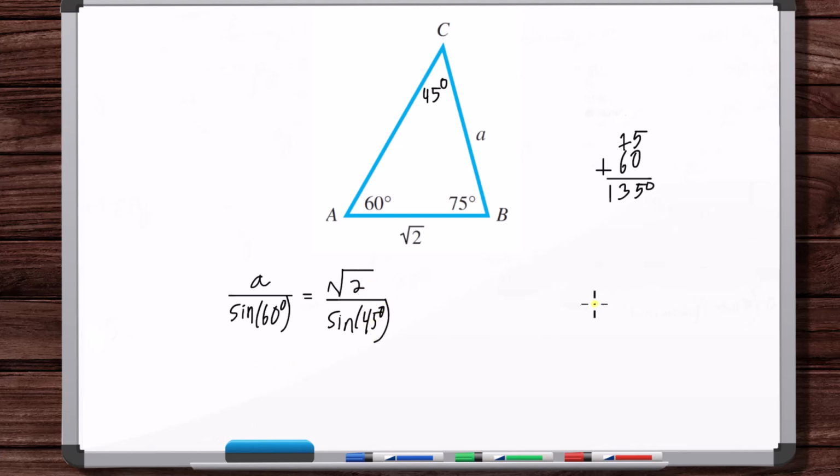Okay, so now sine of 60 and sine of 45, we can use the 30, 60, 90, and 45, 45, 90 reference triangles.